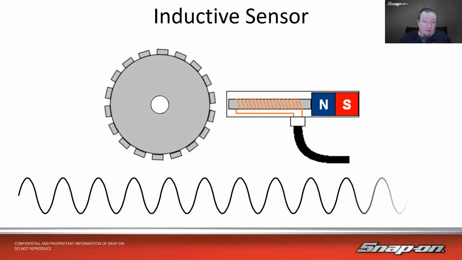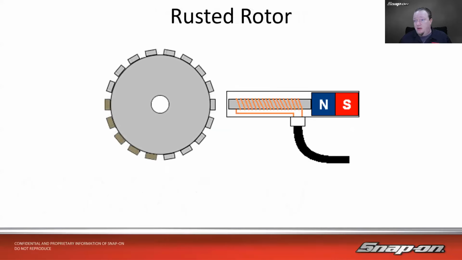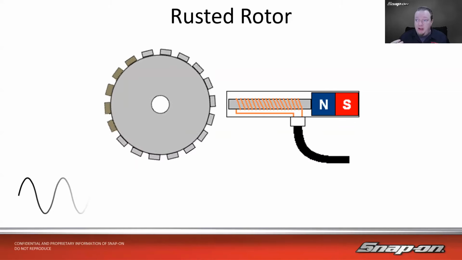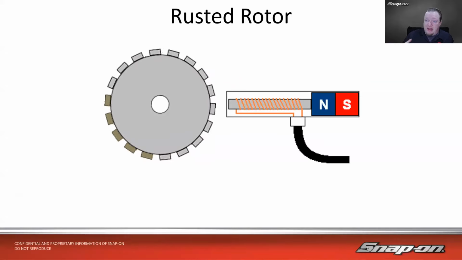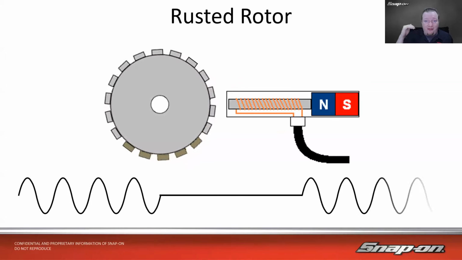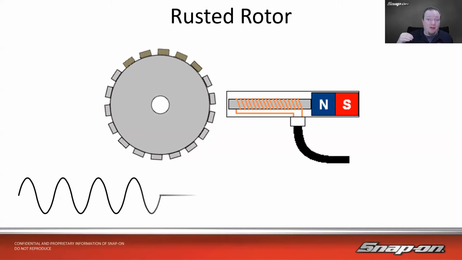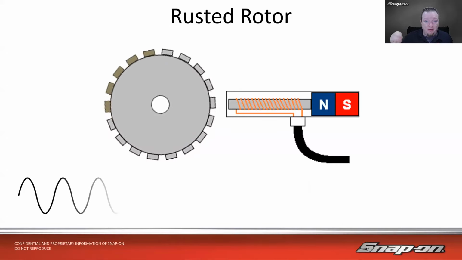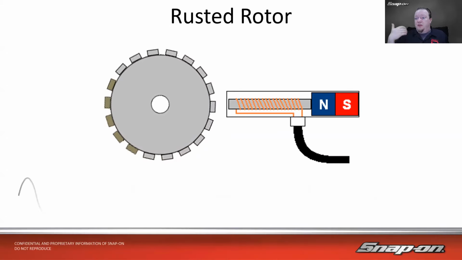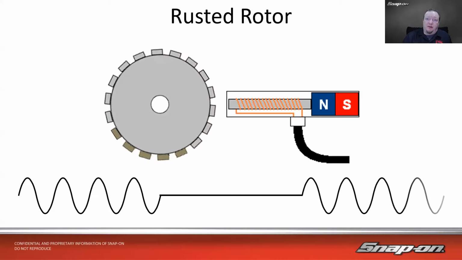Now, one common problem that these can have is some sort of contamination, a rusted rotor, or a broken or chipped tooth or two on those rotors, which can cause a dropout in the signal, kind of like this. When it sees that, it says, "Oh, I don't see any movement. That must mean the wheel is locked." According to the computer, the wheel might be locked, and then it might unapply the brakes and then reapply, unapply, reapply.